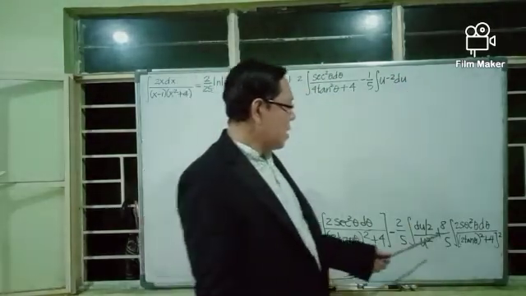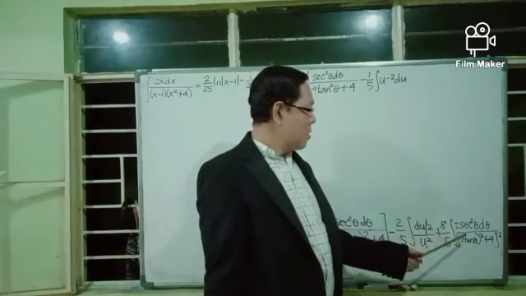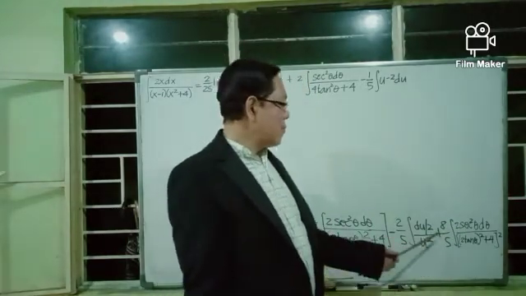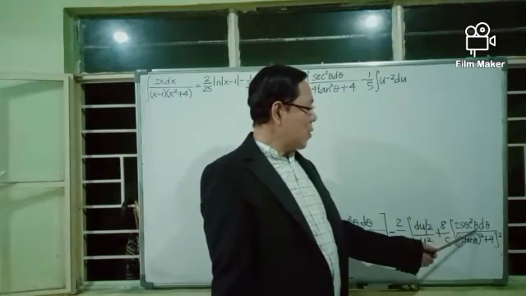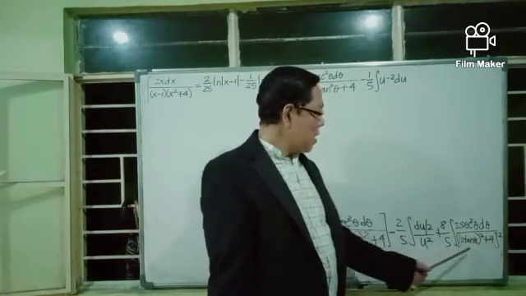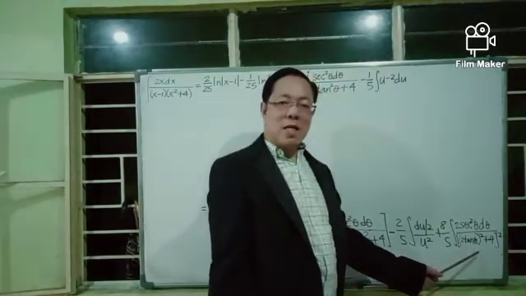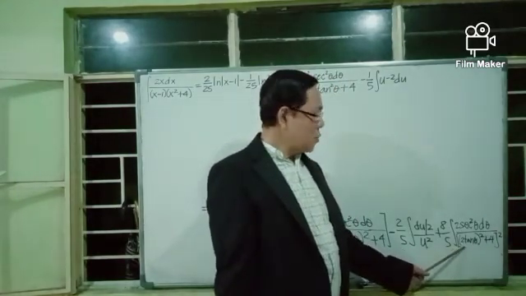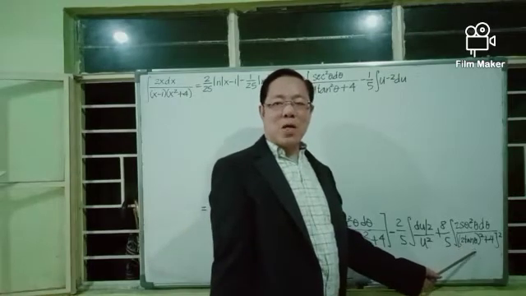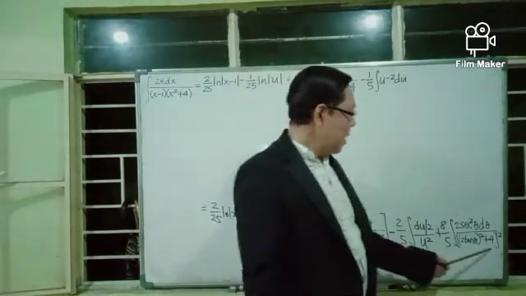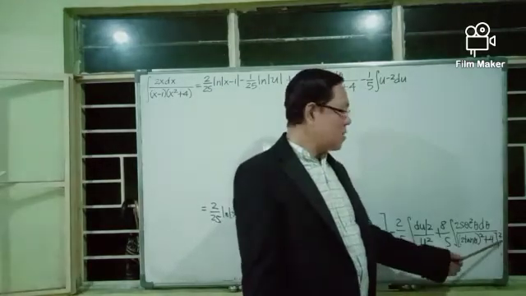The last term is, again, 2 is a constant. We multiply 2 by 8 over 5. We get 16 over 5 times the integral of secant squared theta d theta. And in the denominator, we take the square of 2 tangent theta, which equals the square of 2 times the square of tangent theta, is 4 tangent squared theta plus 4, and the sum is raised to the power 2.